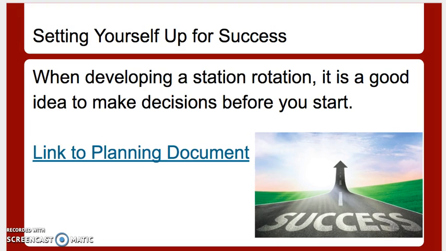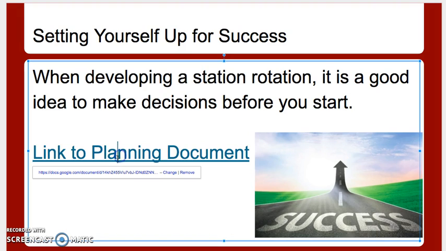When developing a station rotation, it is a good idea to make decisions before you start. Here is a link to a planning document to help you make those decisions in advance.